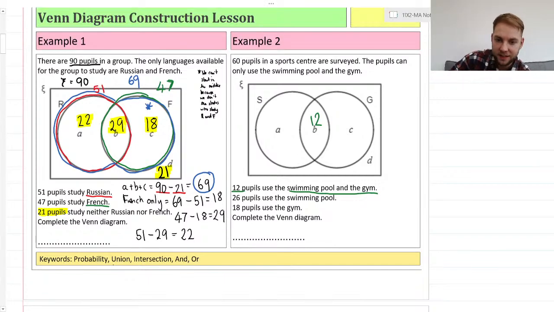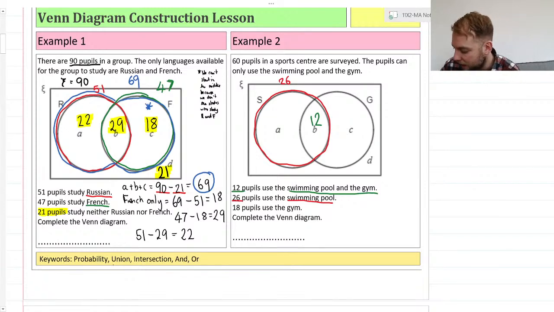Now, this next part says that 26 represents the people in the swimming pool. That doesn't mean that this is 26 on the left-hand side. It means that the whole circle here, including the middle bit, is 26. So if I know that whole circle is 26, to find out this part here, it's got to be 26 minus the 12. 26 minus 12 is equal to 14. So this now is 14, which makes sense because 14 plus 12 is the 26.